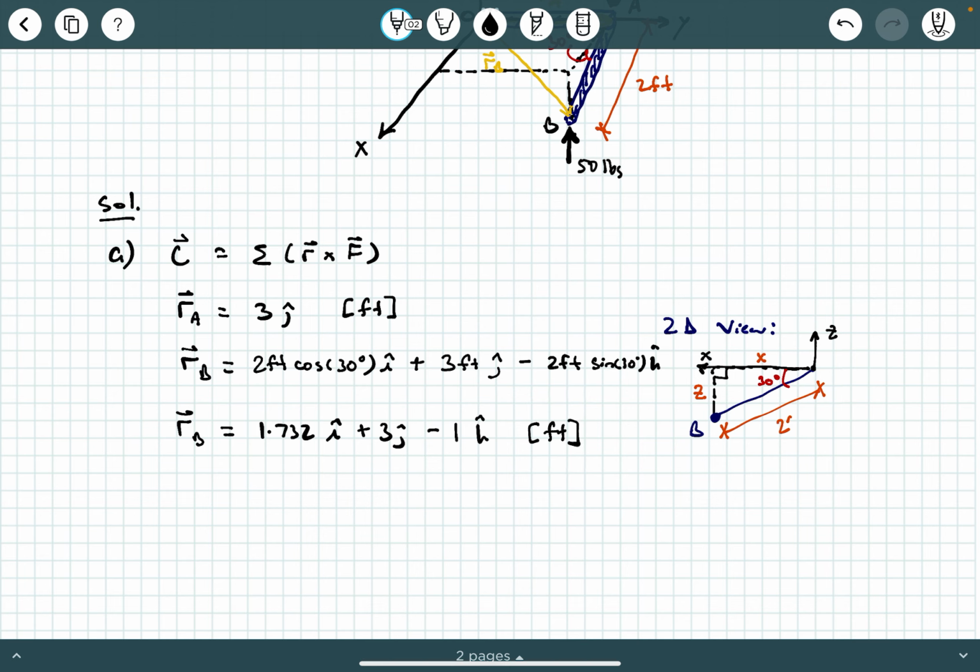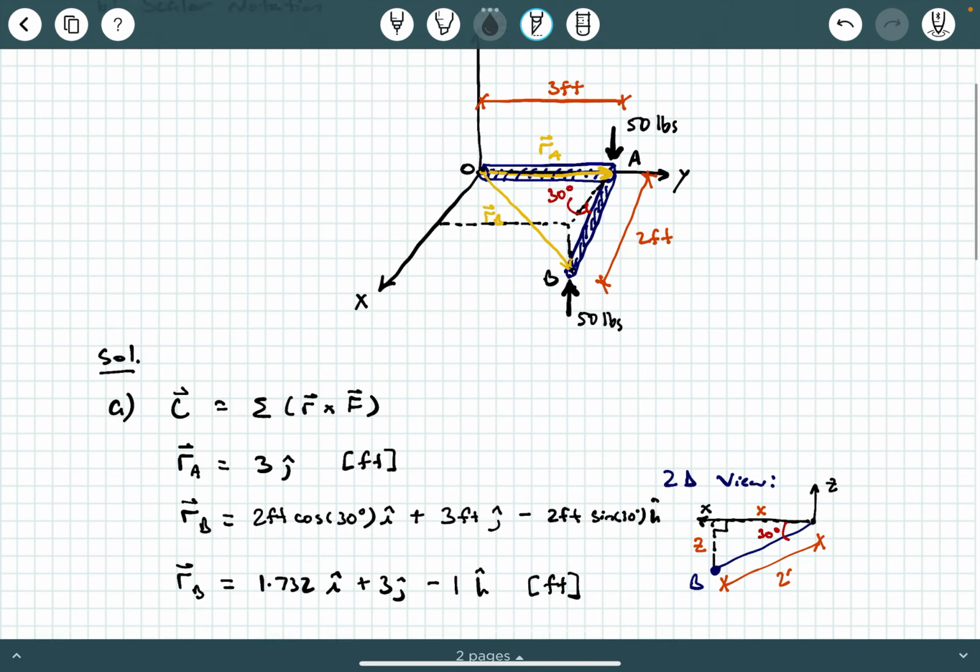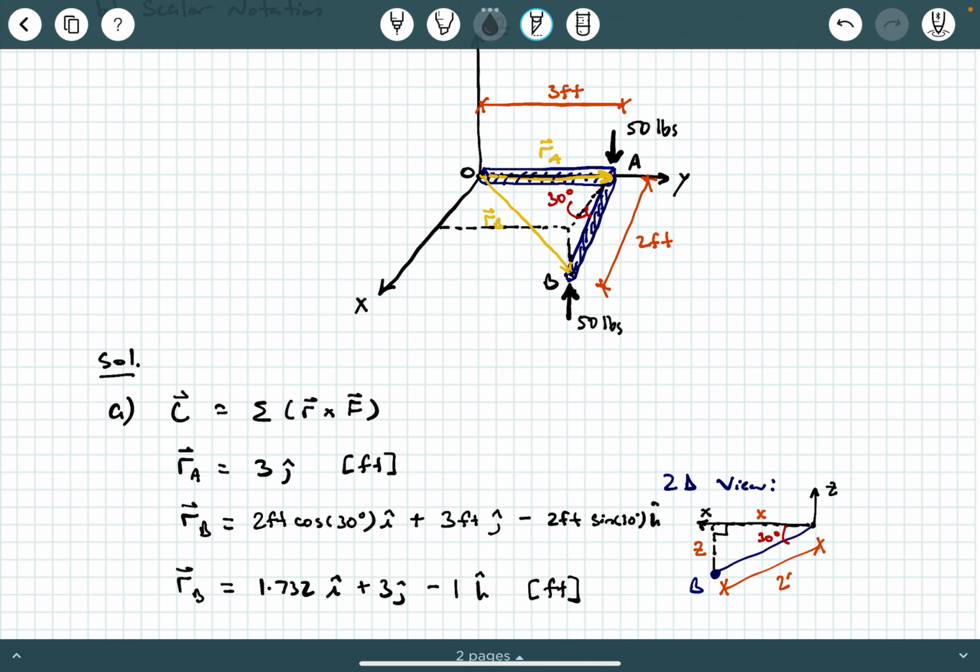So now I have my two position vectors, RA and RB. And remember, whenever we want to get a position vector, we always say the coordinates of the second point minus the coordinates of the first point. In this case, the first point where the tail of these position vectors are is at the origin. So that has coordinates of 0, 0, 0. So that's pretty easy to recognize.